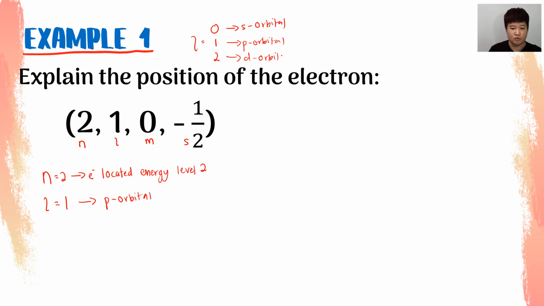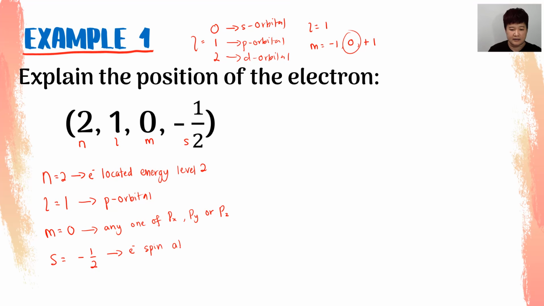So when L is 1, it's a p orbital, and your m is 0. We know that when L equals 1, m should be negative 1, 0, and positive 1. Right now my m is only taking 0. So it represents any one of px, py, or pz, either one of the arrangements, any one arrangement only. s right now is negative half, and that represents electron spin anti-clockwise. And because n equals 2, L equals 1, therefore it will be 2p.